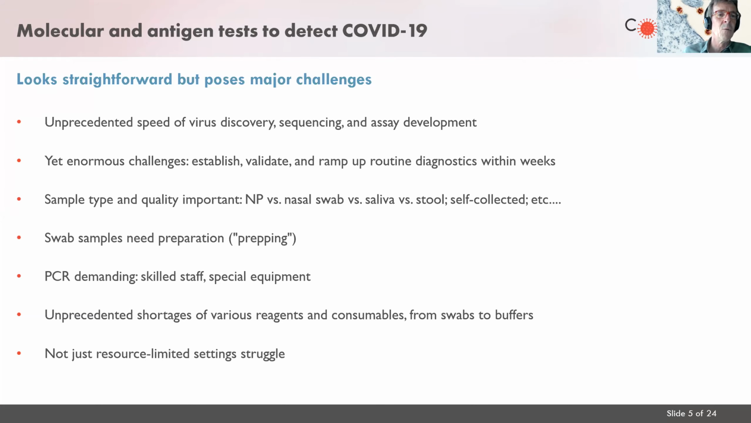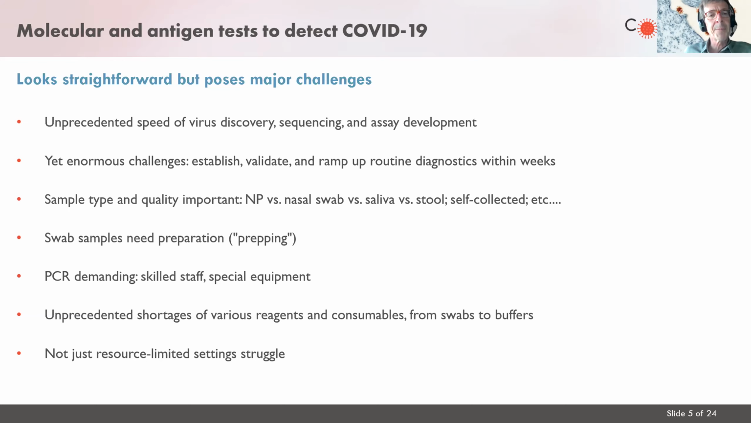The enormous challenges were for many thousands of diagnostic labs worldwide to establish and validate and finally ramp up these new diagnostic tests from literally zero to tens of thousands of samples a week within weeks. We have realized that the sample type plays an important role, as does sample quality: nasopharyngeal swabs versus nasal swabs versus saliva versus stool. And of course, they all have their advantages and disadvantages. At this stage, nasopharyngeal swabs remain the gold standard, even though particularly nasal swabs and saliva have advantages, often because they can be obtained by the patients themselves. And there are good studies to show that one loses some sensitivity, but the advantages may outweigh that problem.